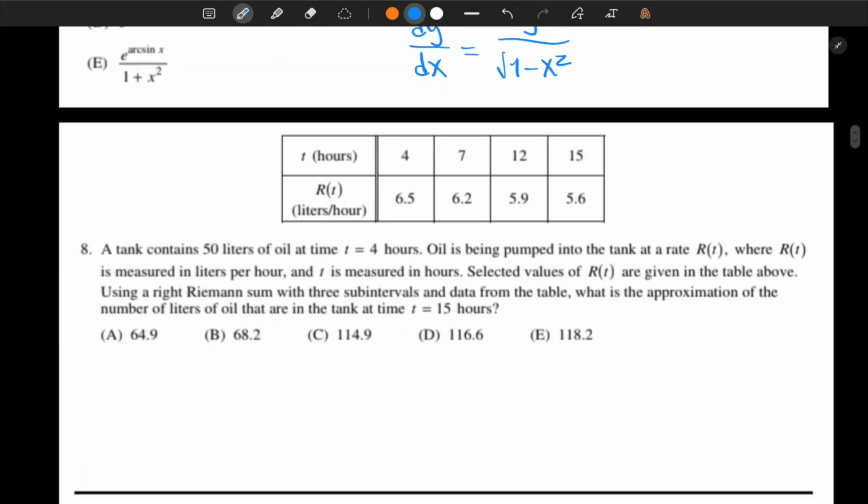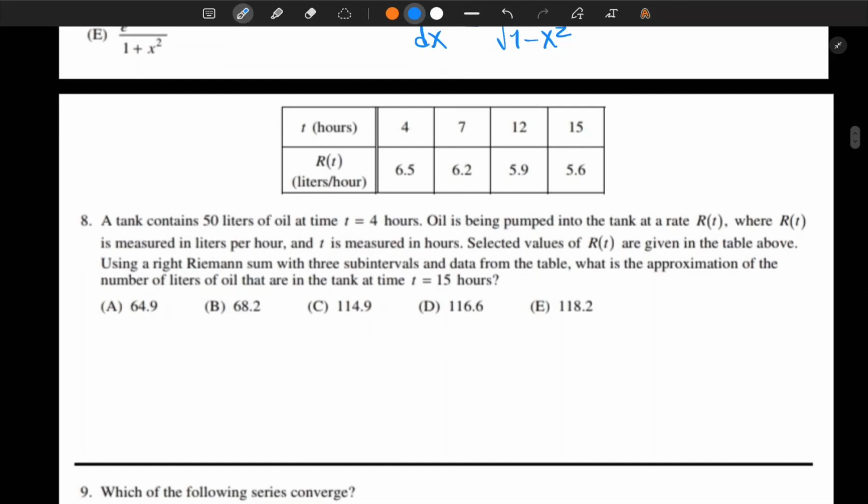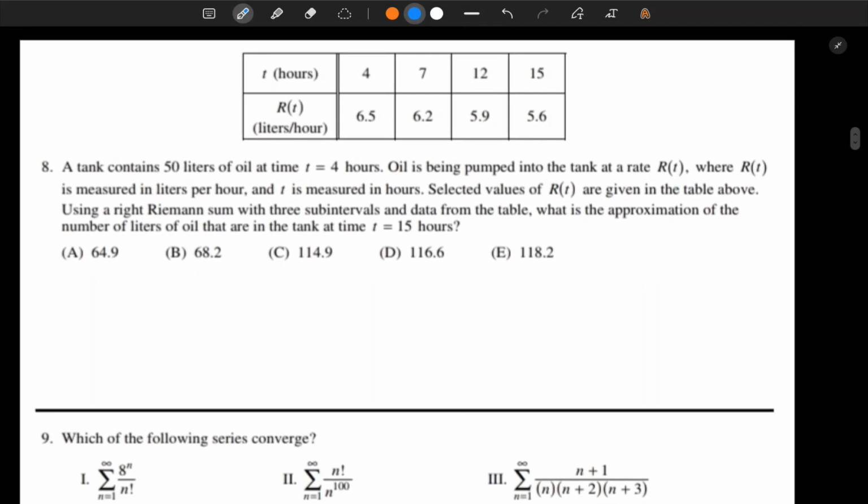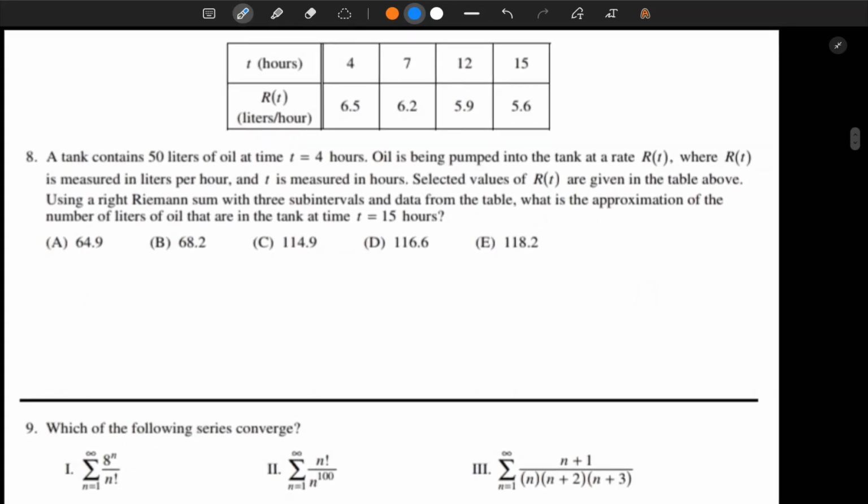Next, a tank contains 50 liters of oil at time t is equal to 4 hours. Oil is being pumped into the tank at a rate of R of t, where R of t is measured in liters per hour, and t is measured in hours. The selected values of R of t are given in the table above. Using a right-Riemann sum with 3 subintervals and data from the table, what is the approximation of the number of liters of oil that are in the tank at time t is equal to 15?